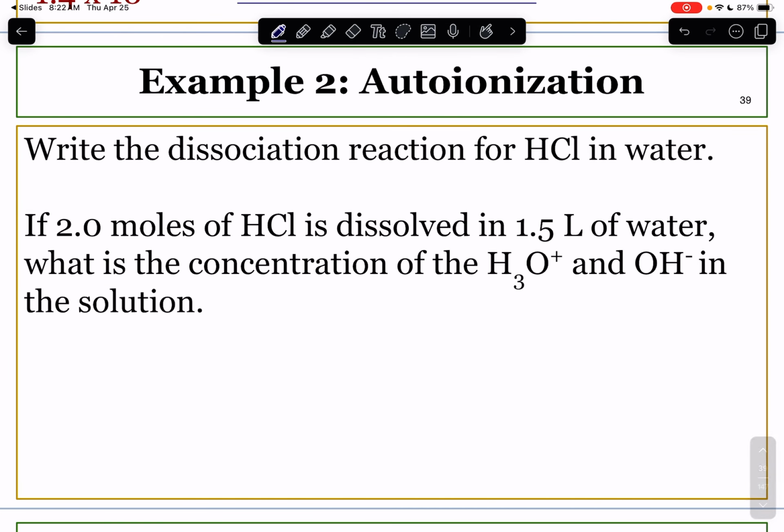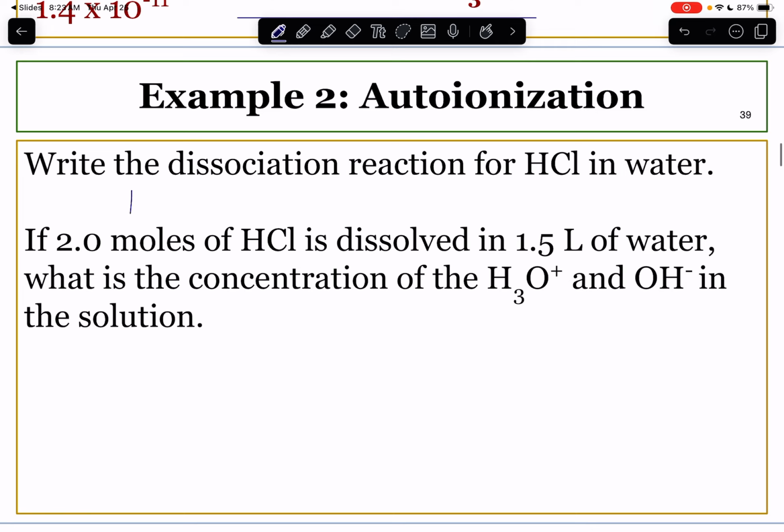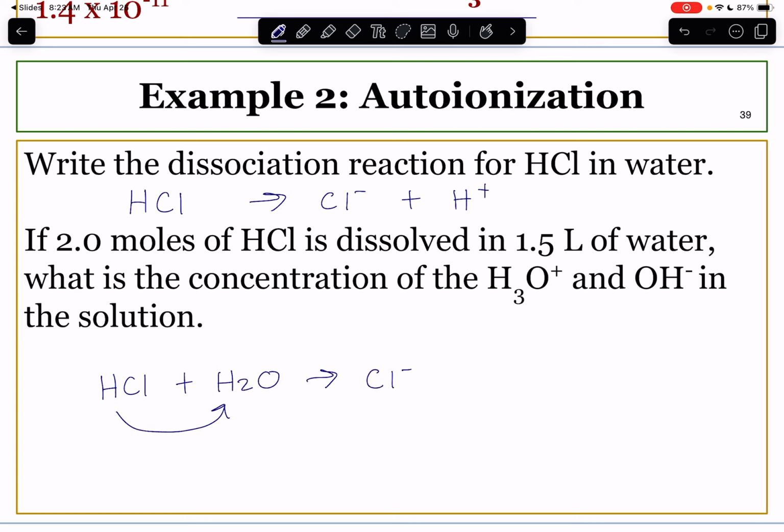All right, let's do another problem. Write the dissociation reaction for HCl in water. All right, so we need to dissociate HCl in water. There's two ways we could do this. We can just take HCl and split it up. We've got a chloride ion and we have a hydrogen ion. But you could also write this including the water molecule, because dissociation in water means, well, it's in water. So we can include the water molecule, and the acid is going to transfer hydrogen to the water molecule. So we're left with chloride ion and H3O plus.